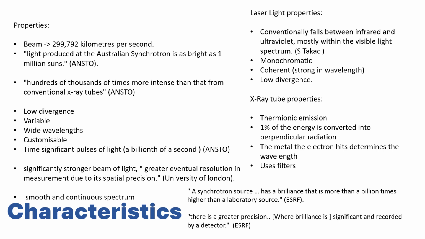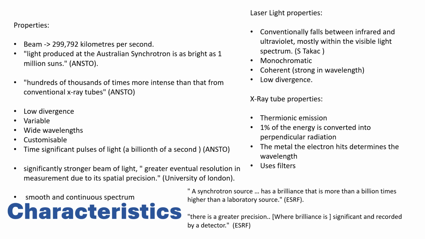1% of the energy is converted into perpendicular radiation, the rest into heat. The metal the electron hit determines the wavelength and has a very short spectrum, much like laser light. There are filters to remove most inconsistencies, but the light is still a small spectrum of mostly collected beams of radiation. Synchrotron radiation outperforms both almost 1 billion to 1, literally. A synchrotron source has a brilliance that is more than 1 billion times higher than any laboratory source.